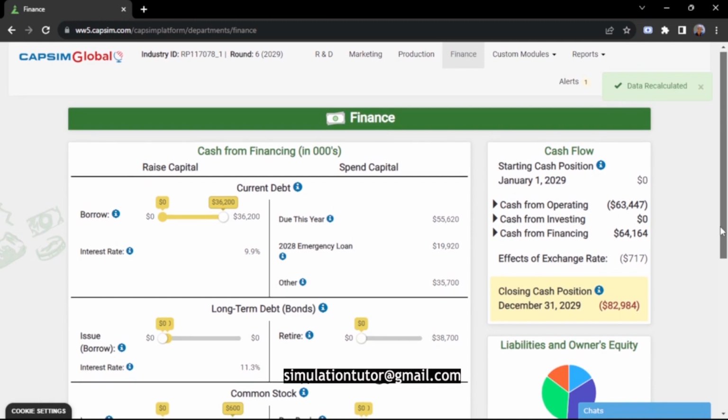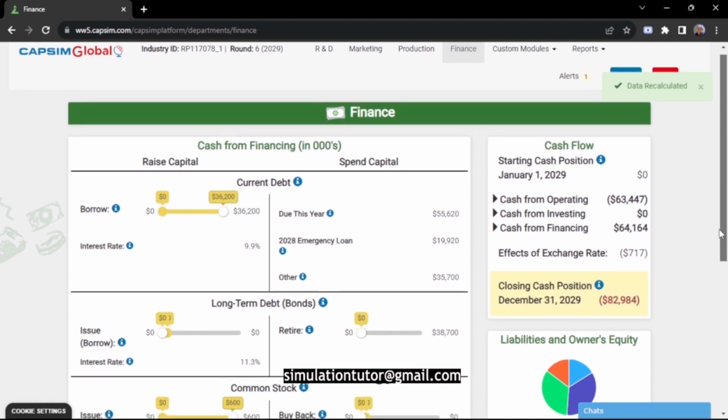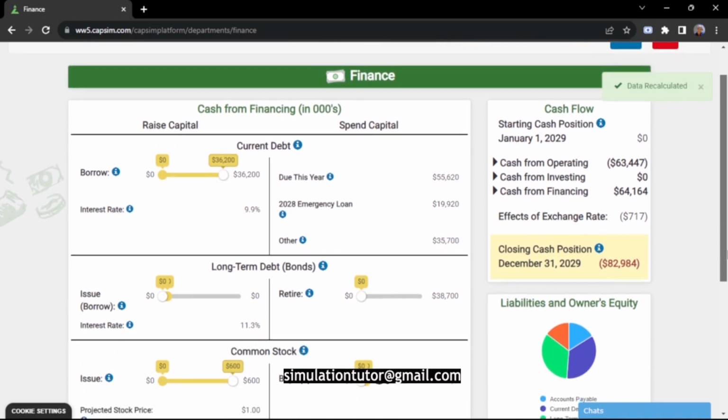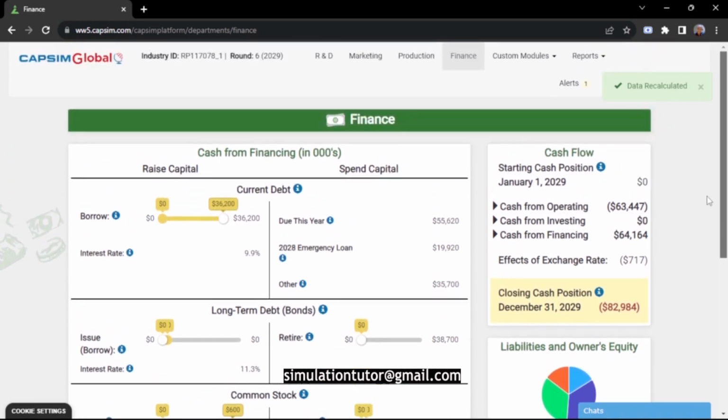By watching this video, I believe you now know how you can navigate through the simulation, and in case you have an emergency loan, how you can pay or reduce the emergency loan.